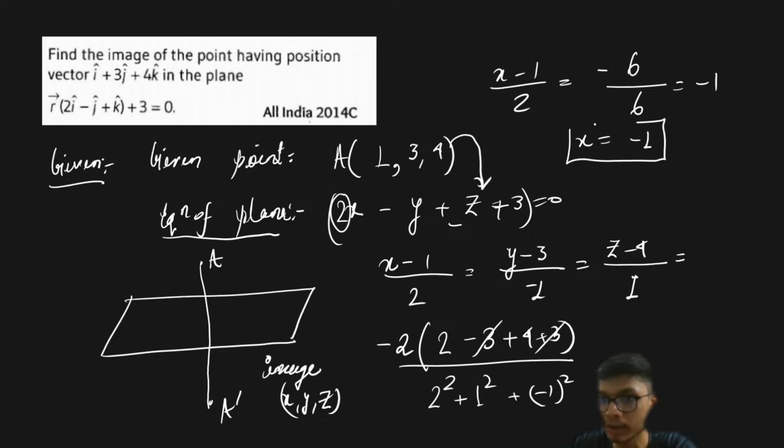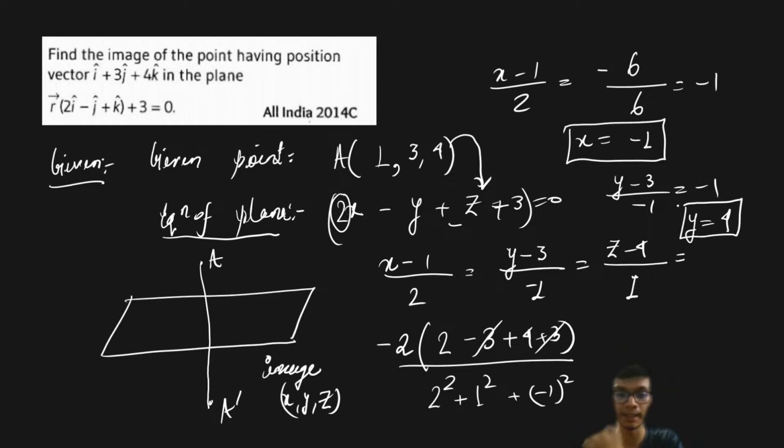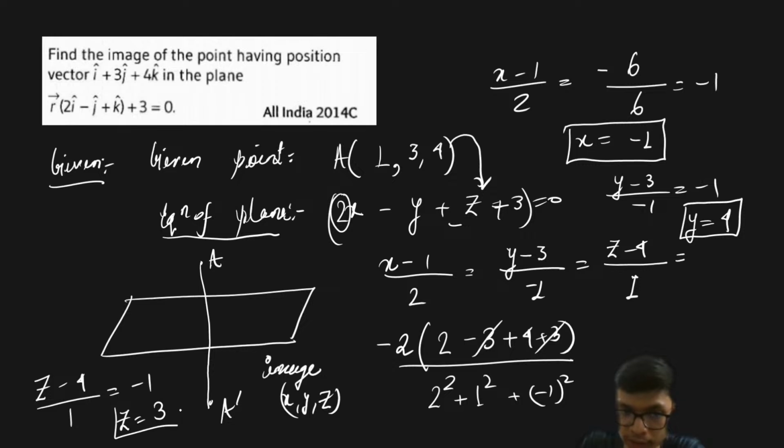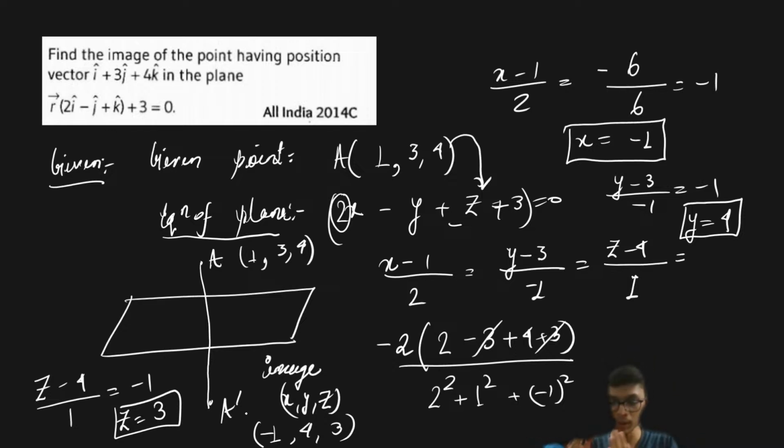So the x coordinate of the image is equal to minus 1. Similarly, y minus 3 divided by minus 1 is equal to minus 1. So from here I get y is equal to 4. So the y coordinate of the image is going to be 4. Similarly, if you find z, z minus 4 by 1 is equal to minus 1, so z is equal to 3. Therefore you obtain the coordinates of the image as minus 1 comma 4 comma 3. So for the given point 1 comma 3 comma 4, the image is going to be minus 1 comma 4 comma 3. This is clear, I hope, right?